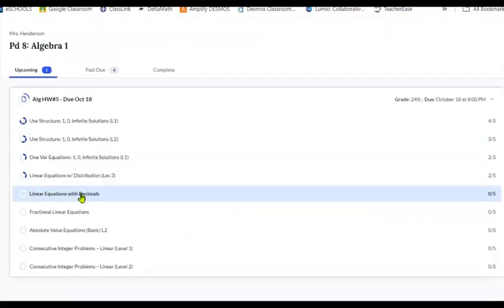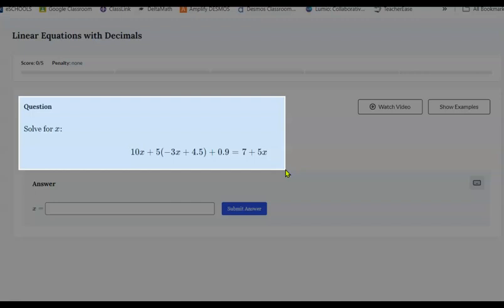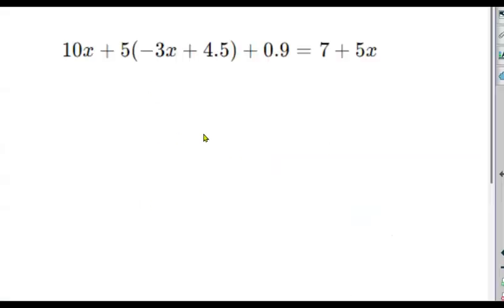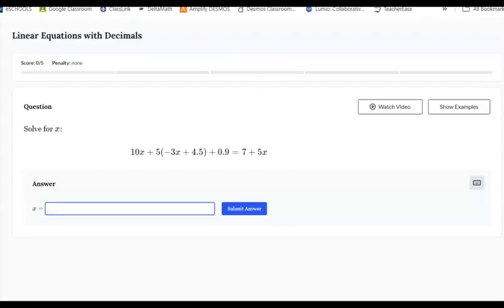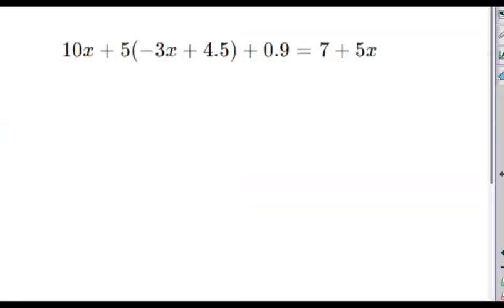Alright, the next section contains equations with decimals. Alright, let's take a look at this question here. For this problem, you'll want to use a calculator, and you can use your own handheld calculator, or you can use this online calculator linked in the Google Classroom. So let's take a look at the left-hand side here. We have a 10x, and then we have a plus 5, which is touching parentheses. So that means we need to distribute this 5 before we do anything with this 10x.